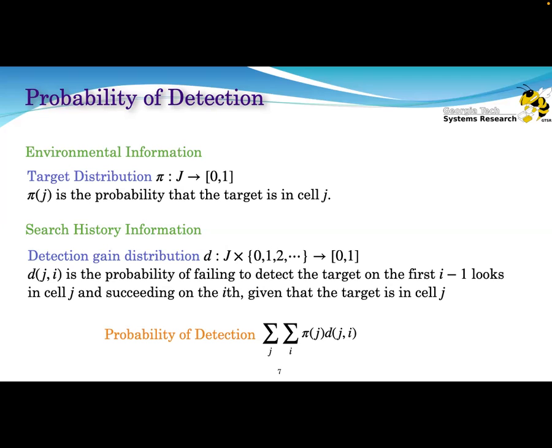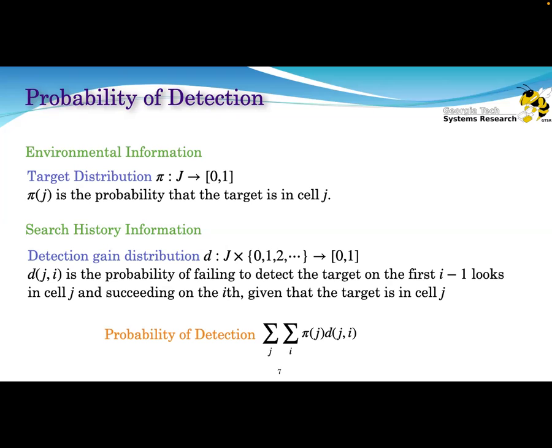And then we need to incorporate some kind of search history information to try to increase our chance of finding the target. So we have this detect gain distribution D. This D is a little bit abstract. It is D j i, and it has two indexes. j is the cell j, and i is the number of looks you have already performed in cell j.